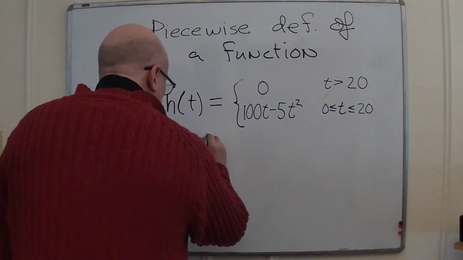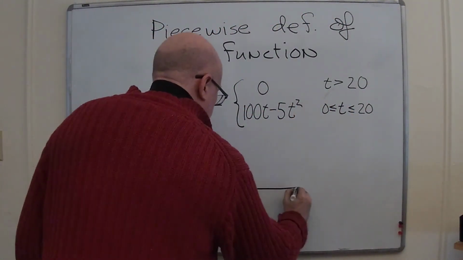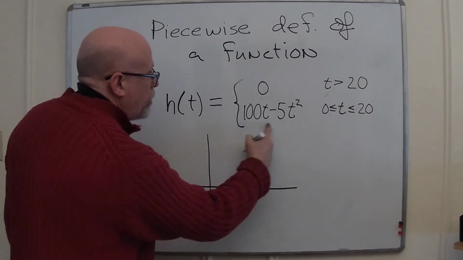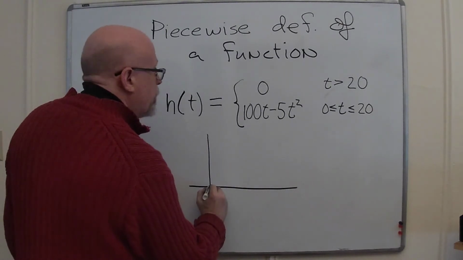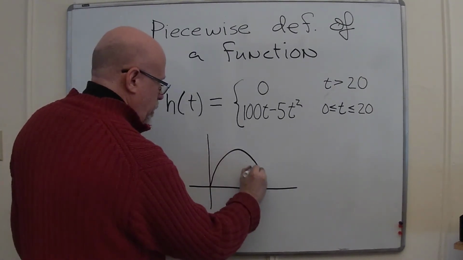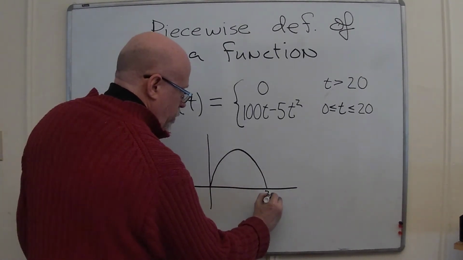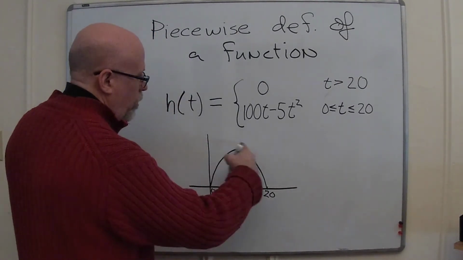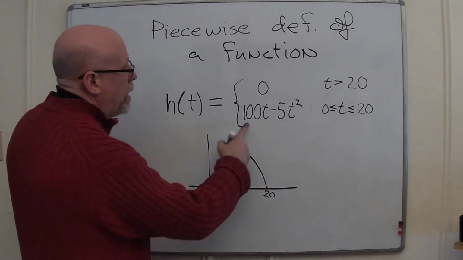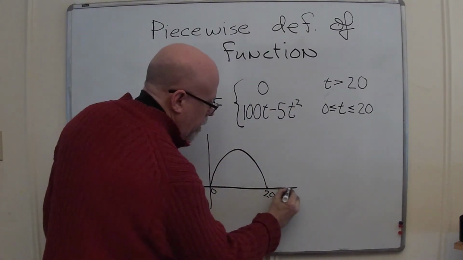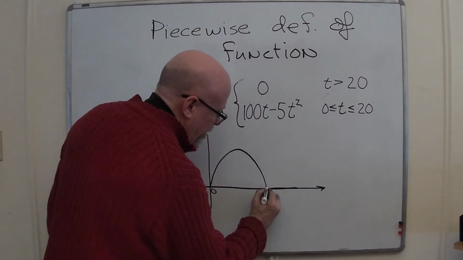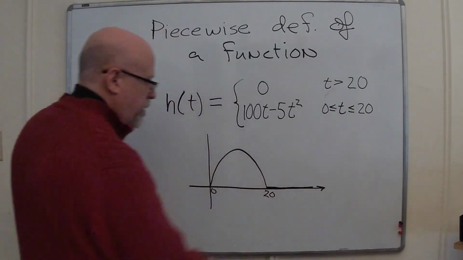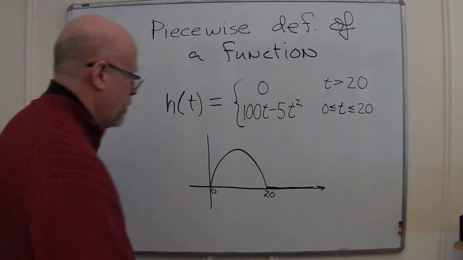If I was to make a graph of that, it looks like this. That part turns out to be an upside down parabola, just like that. And you hit 20 right there. This is 0. From 0 to 20, we're on that parabolic arch. And then afterwards, we're on 0. So it's confusing: the graph is at 0, and also the t-axis is at 0.